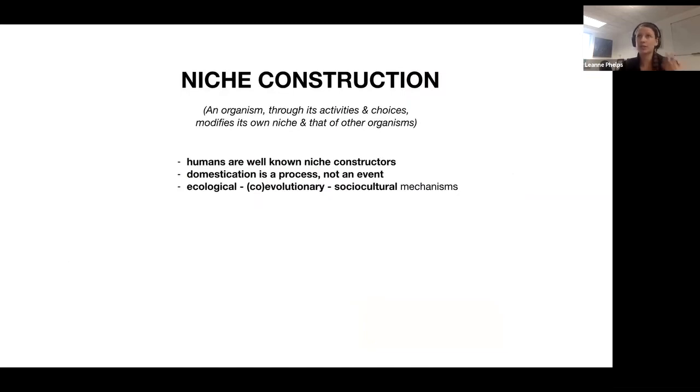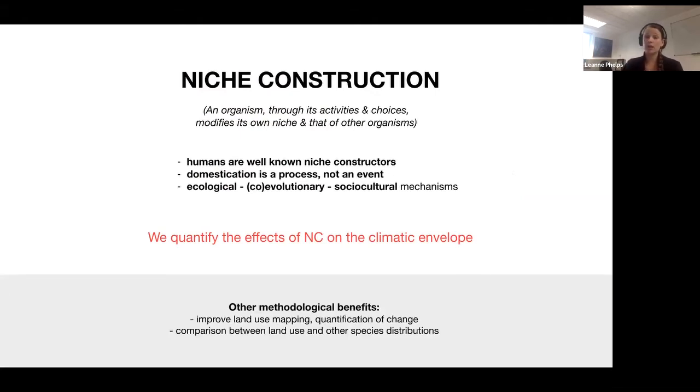So in the studies that I'm presenting, what are we really doing? We're quantifying basically the ecological effects of these niche construction processes. So we're measuring the changes in the climatic envelope, how it changes as a result of all of these different sociocultural evolutionary processes that work together. There are many methodological benefits to these kinds of methods. They can improve land use mapping by providing more continuous reconstructions in both space and time. And they allow us also to quantify change, which in this case is very useful because it allows us to make comparisons directly between land use and land cover. So things that might not normally be directly comparable, we can put them into a sphere where they are comparable to one another.